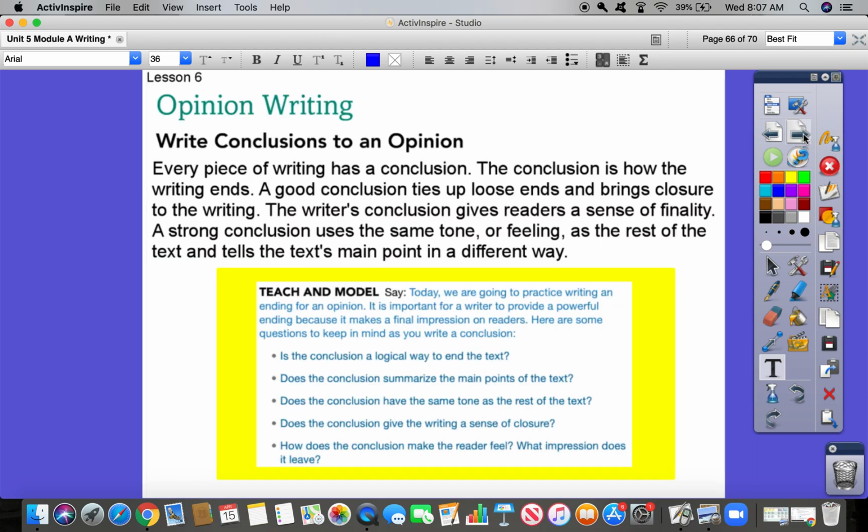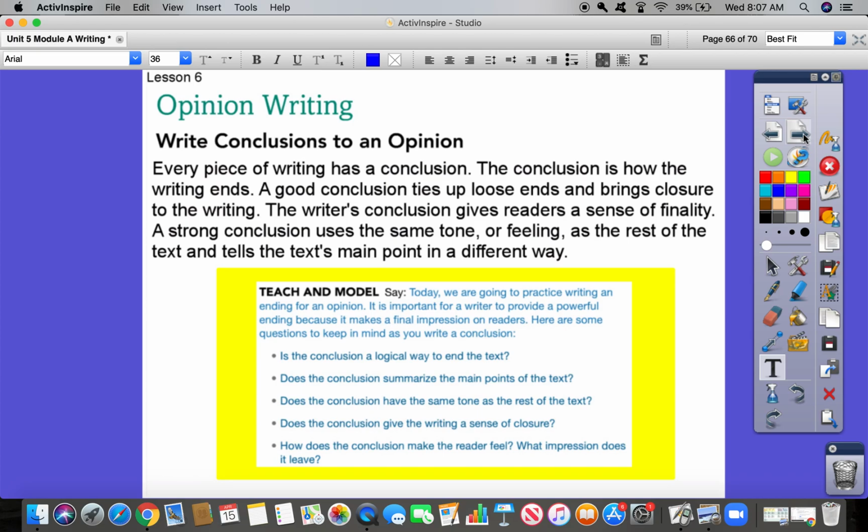Okay, so continuing with opinion writing. Write conclusions to an opinion. Every piece of writing has a conclusion. The conclusion is how the writing ends. A good conclusion ties up loose ends and brings closure to the writing. The writer's conclusion gives readers a sense of finality.